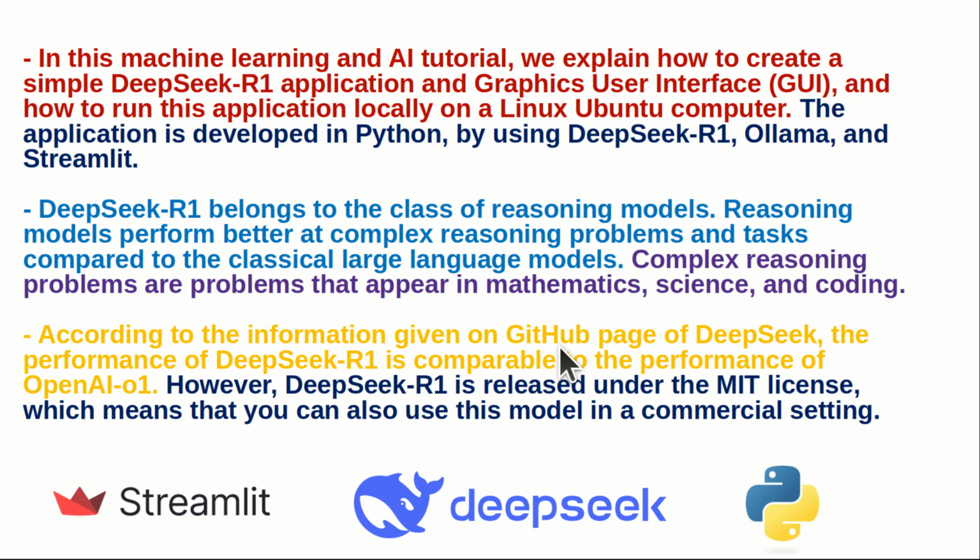For those of you who are not familiar with DeepSeek, DeepSeek R1 belongs to the class of reasoning models. Reasoning models perform better at complex reasoning problems and tasks compared to the classical large language models. Complex reasoning problems are problems that appear in math, science, and coding. According to the information given on the GitHub page of DeepSeek, the performance of DeepSeek R1 is comparable to the performance of OpenAI O1. However, DeepSeek R1 is released under the MIT license, which means that you can also use this model in a commercial setting.